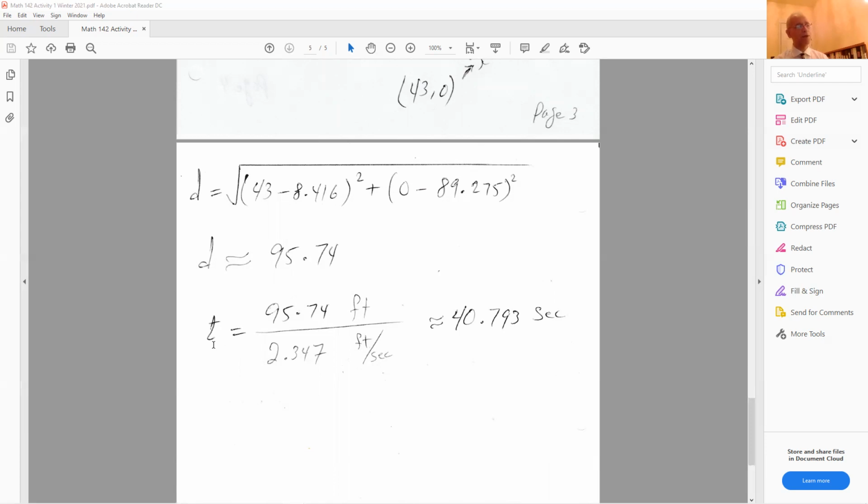And what's the time? Time is distance divided by rate or speed. So 95.74 divided by the speed of Clyde swimming gives me approximately 40.793 seconds.